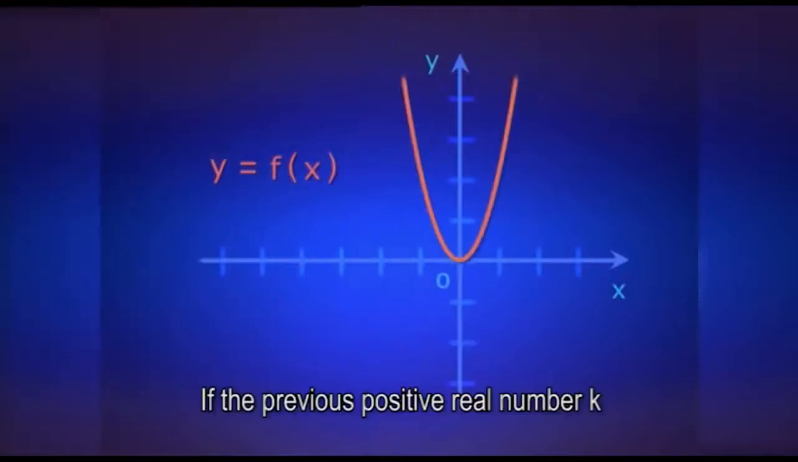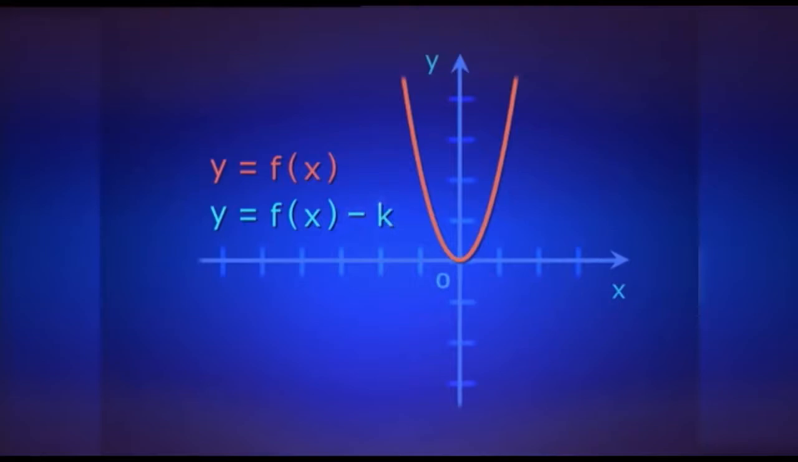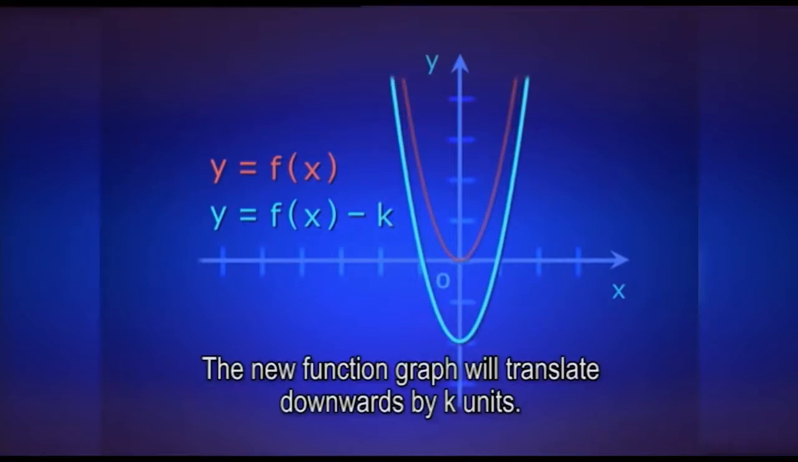If the positive real number k is subtracted from the function, that is the dependent variable minus k, the new functional graph will translate downwards by k units.